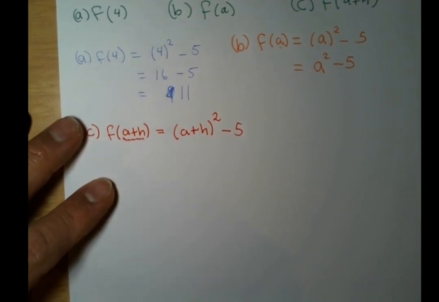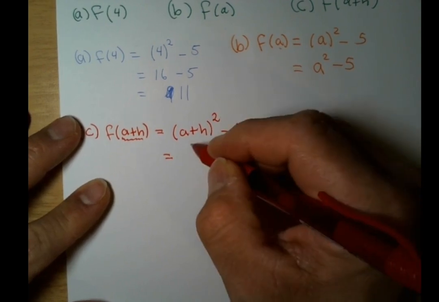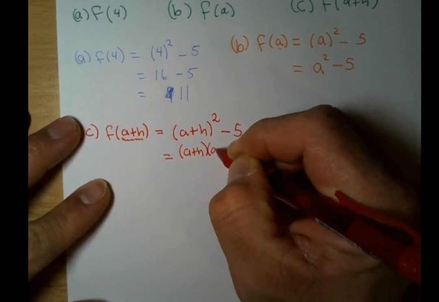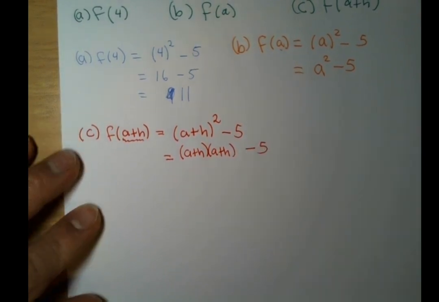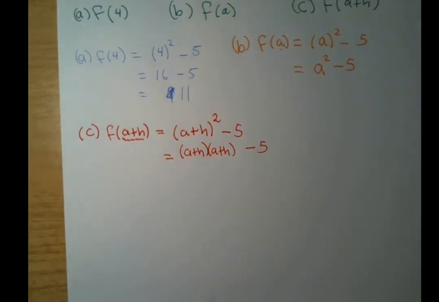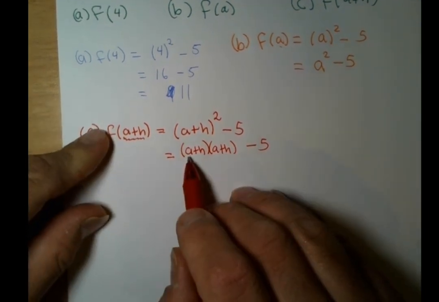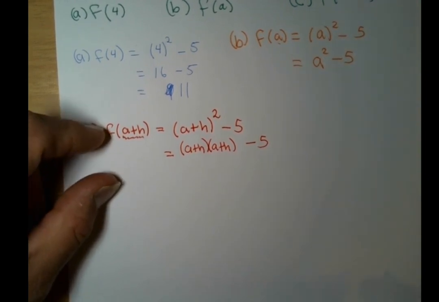All right, now here I can do a little simplification. Be careful here. How do I simplify this? What does square mean? That means a plus h times a plus h minus 5, right? This is not a squared plus h squared, right? Unfortunately, it does not work that easily. So here we have to do our FOIL, first, outer, inner, last.